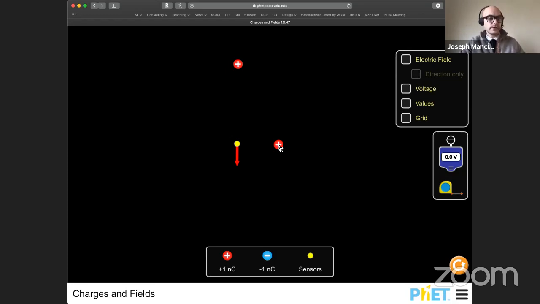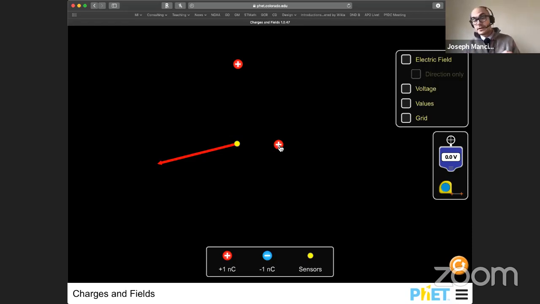It's closer to the sensor than the original positive charge, and you can see the field that's being caused by the original positive charge. Well, will the new one create a field of greater magnitude or weaker magnitude? What will its direction be? I'm going to release it in 3, 2, 1, release.